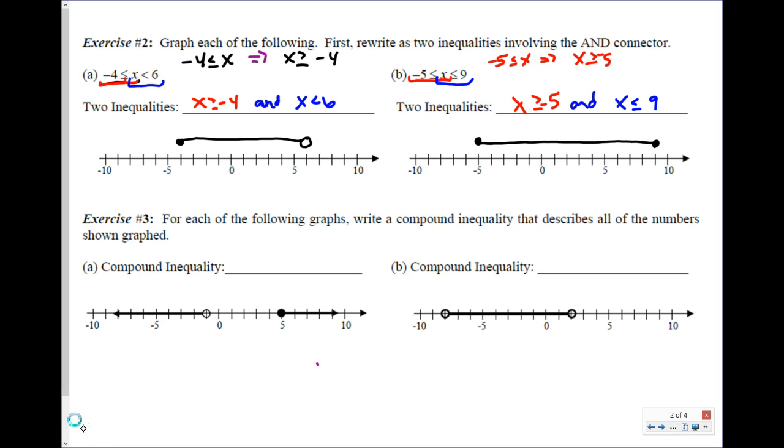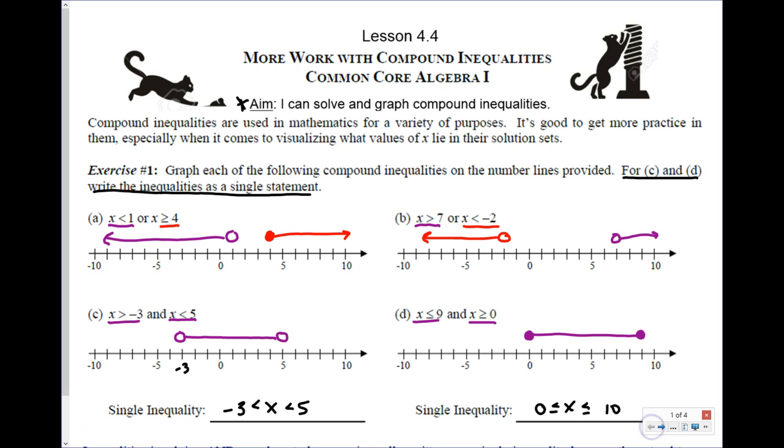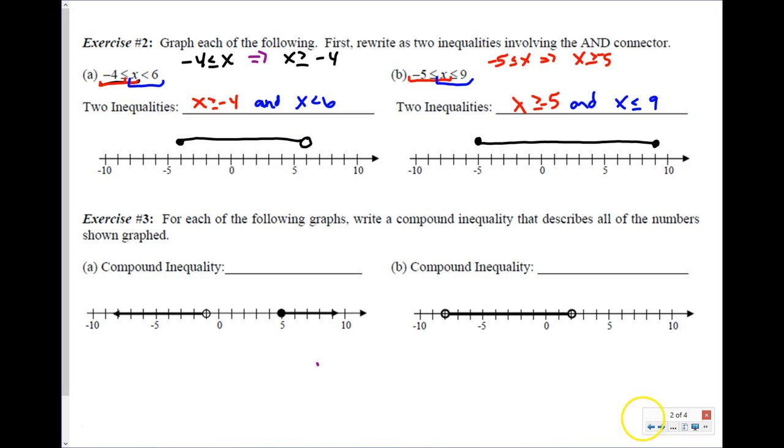All right, exercise 3. For each of the following graphs, write a compound inequality that describes all the numbers graphed. So now we've done two things so far. The first thing we did was we took separate inequalities and graphed them, and then we wrote it as a single inequality. The second thing we did was we took a single inequality and broke it up into two different inequalities. Now we're taking a graph and going backwards and writing the inequality.